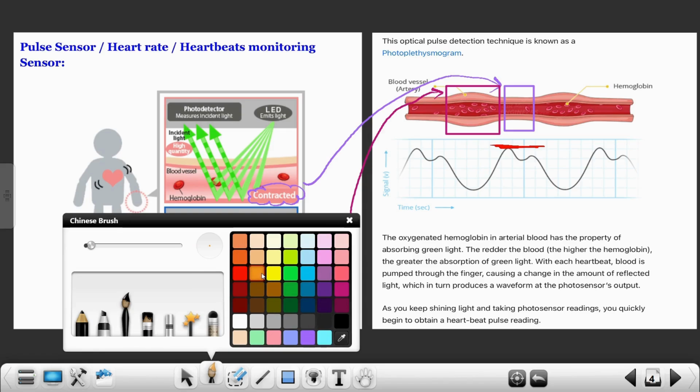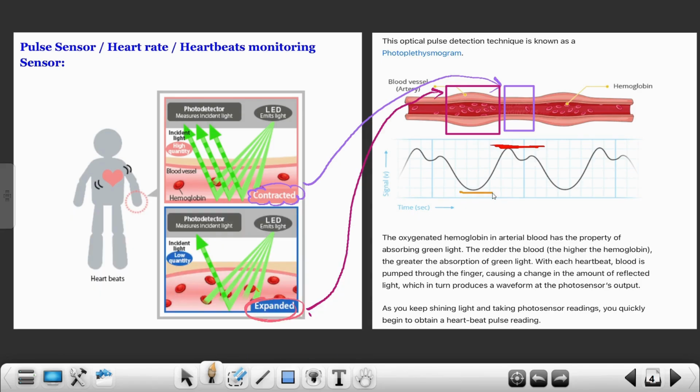Just a second. Yeah, you see we are getting this kind of signal, which indicates that the light being received by the detector is very less in amount, and that's why we are getting this kind of curve, something like this. Okay, great. I hope you are able to understand this.